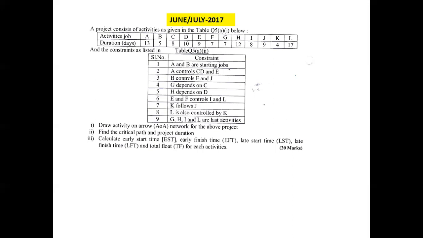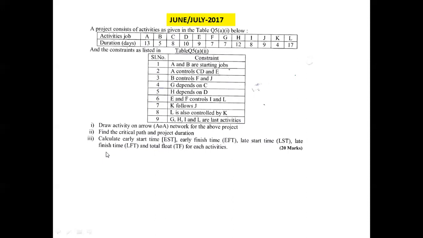So this is the description given regarding the precedence relationship among all these activities. And he has asked you to draw an activity on arrow network for the above project. Find the critical path and project duration. Calculate earliest start, latest finish time elements, and also the total float for each activity.